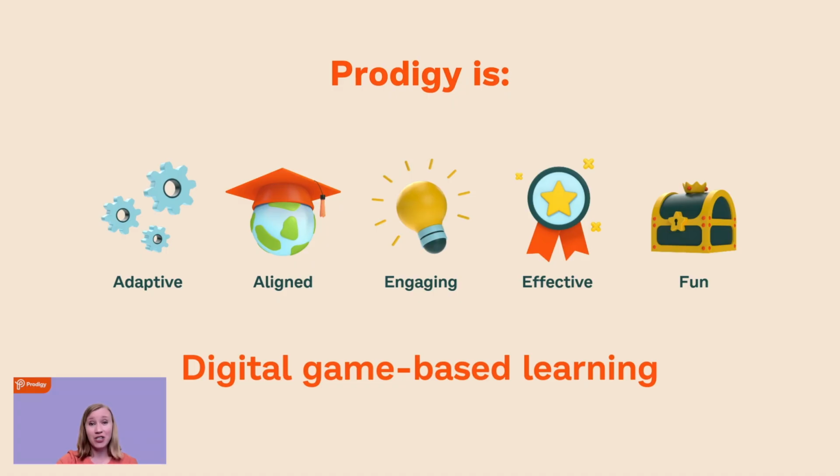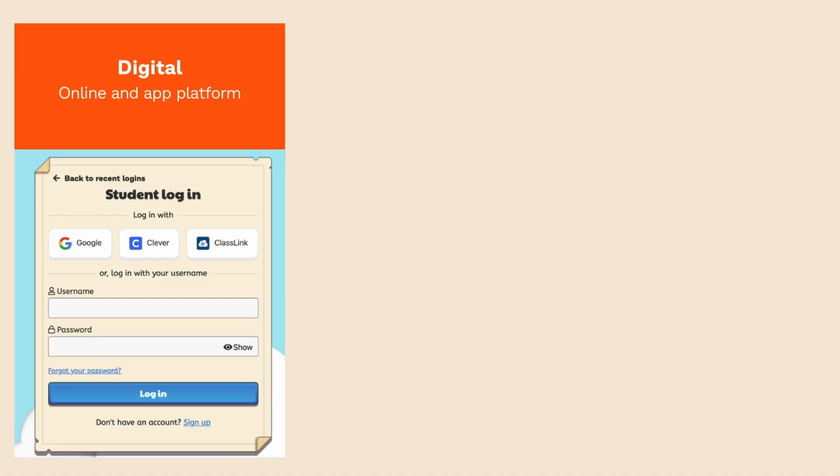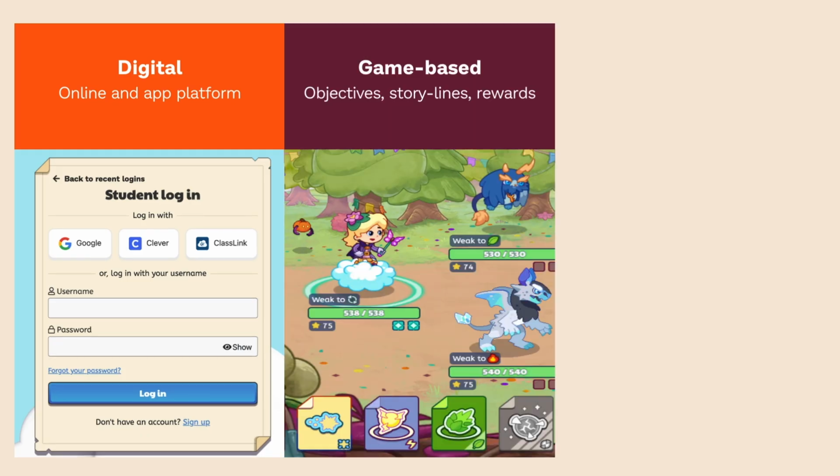Well, after using Prodigy in my own classroom for 9 years, I can say that Prodigy is adaptive, aligned, engaging, effective, and fun. In short, this summarizes digital game based learning. Now, if you've never heard this phrase before, we can break this down a little bit. Digital obviously means that Prodigy is an online and app based platform. Game based means there's objectives for students to reach along the way, there's a storyline that runs in the background, and there's rewards that students can earn as they practice their academic skills.